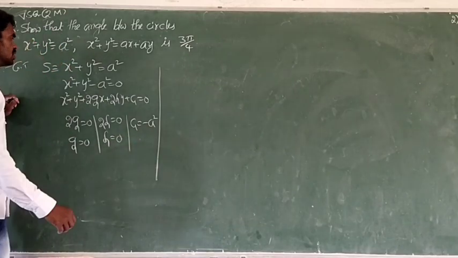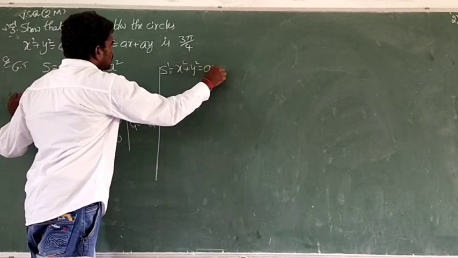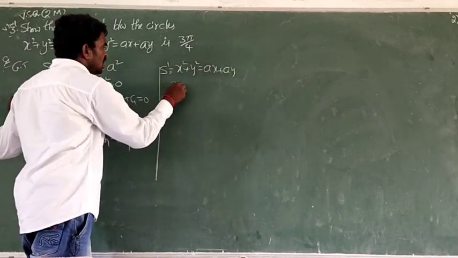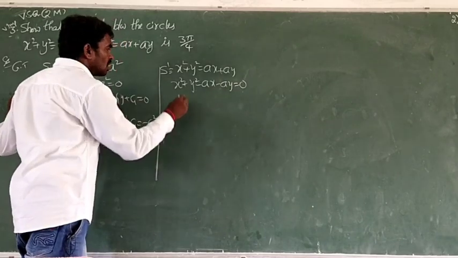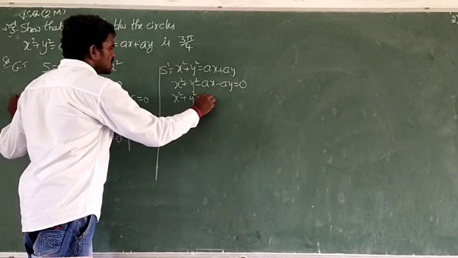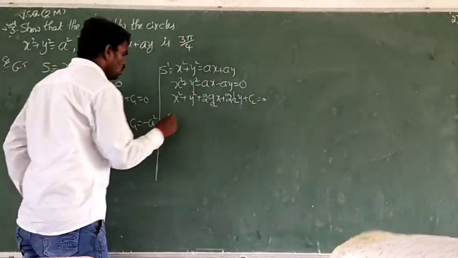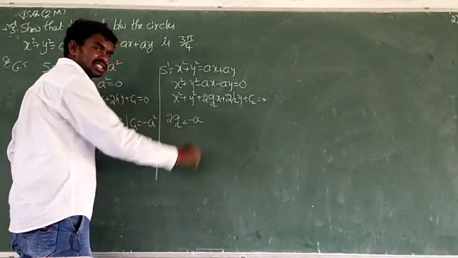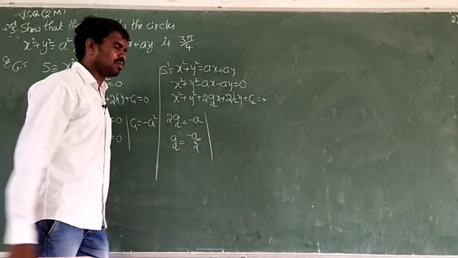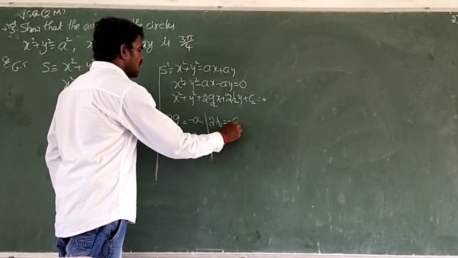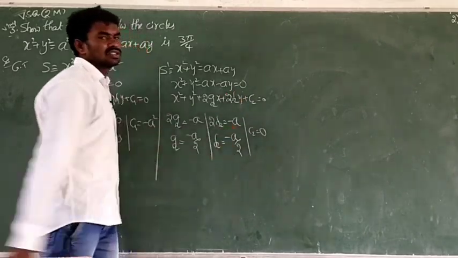Okay. Next, similarly second circle S dash, that is x square plus y square is equal to ax plus ay is given. I am bringing to the left side, so those become minus ax minus ay is equal to 0. Now comparing with x square plus y square plus 2g2x plus 2f2y plus c2 equal 0. Now tell me what is 2g2, that is minus a, very good. So, then automatically g2 becomes what? Minus a by 2. So, the 2 on the right side goes to the denominator. Similarly, 2f2 is minus a. So, f2 becomes also minus a by 2. And here constant term c2 value is nothing. So, that is why 0.